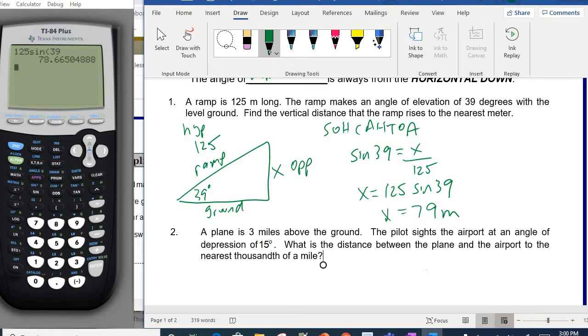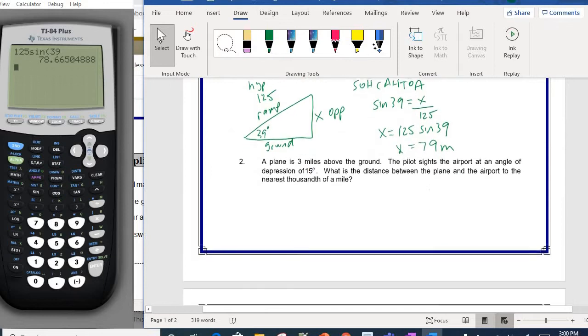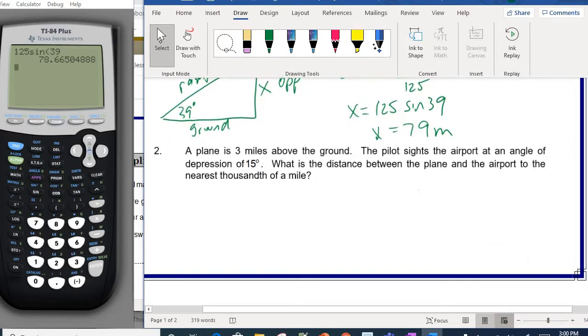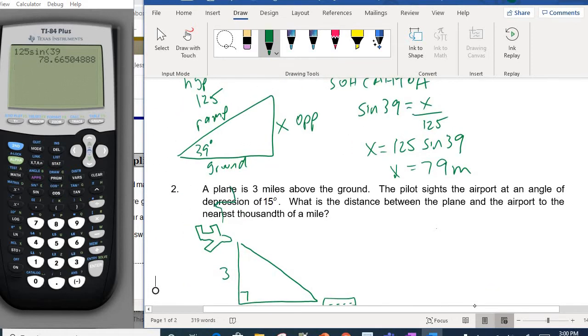Okay, let's look at example number 2. In example number 2, it says we have a plane that's 3 miles above the ground. So I'll draw a plane here. The pilot sights an airport at an angle of depression of 15 degrees. Okay, so here's my right triangle. The plane is 3 miles above the ground. Okay, here's the runway for the airport. And the angle of depression is 15 degrees.